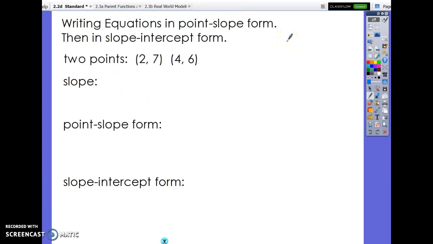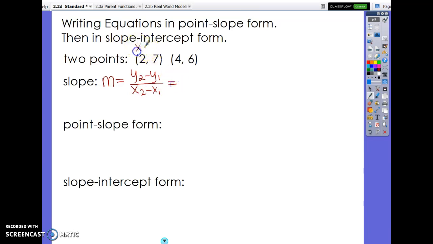Sometimes you start with 2 points. So when we start with 2 points, first we need to find the slope before we can write that point-slope form. So remember, we're going to use that formula where we take the difference of our y's and we divide it by the difference of our x's.